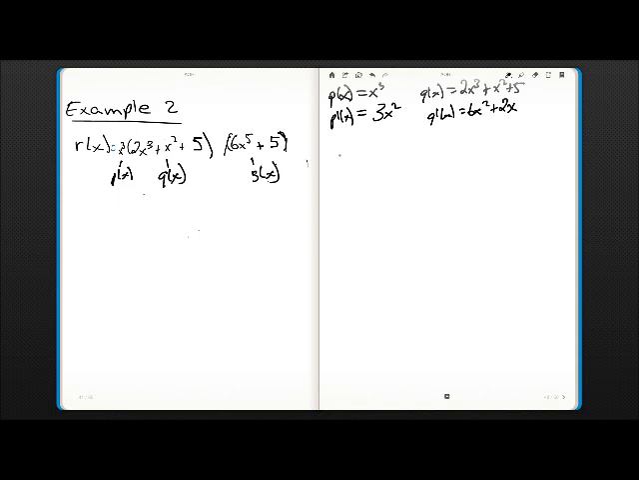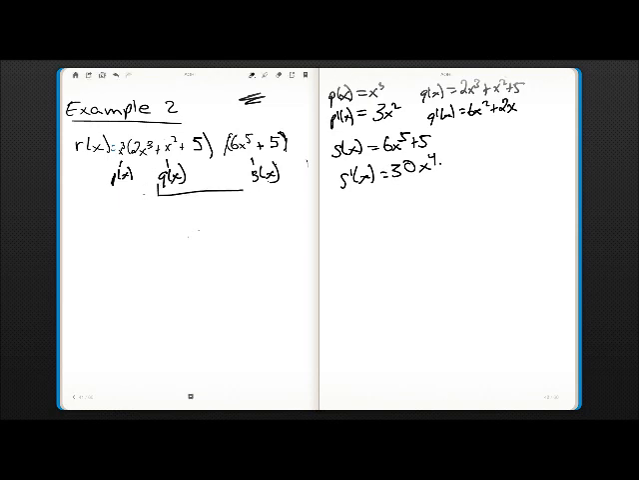And lastly, s of x equals 6x to the power 5 plus 5 to the power 5, and s prime of x equals 30x to the power of 4. So again, we're going to use the thing I told you. We're going to combine these two into one function, so this is t of x.